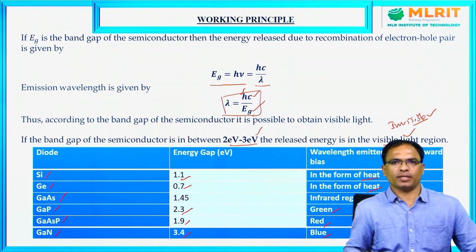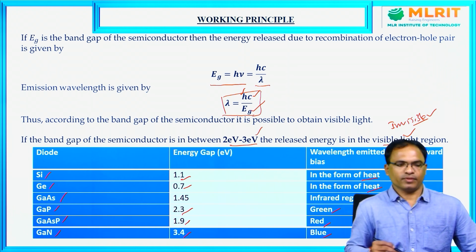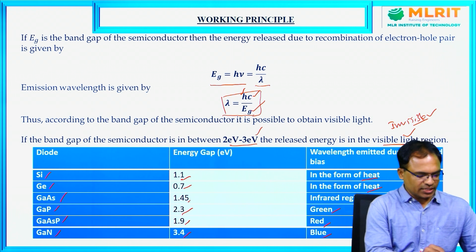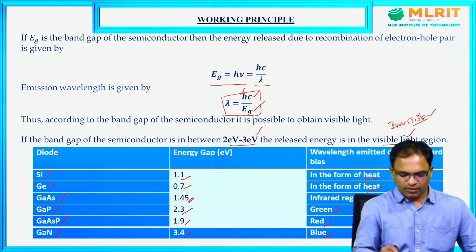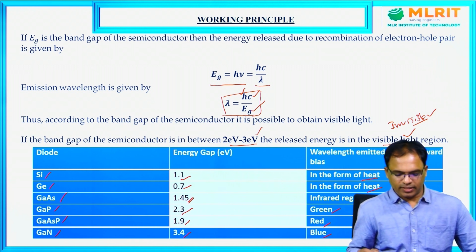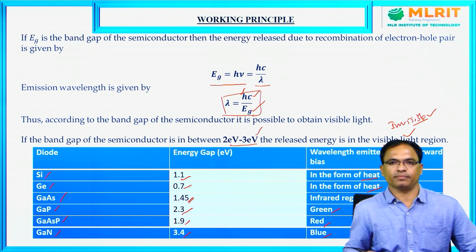In which case we can observe invisible light when we use gallium arsenide, whose energy gap is 1.45. In that case there is a possibility to get invisible light in the infrared region, particularly in the case of TV remotes, we will observe this.